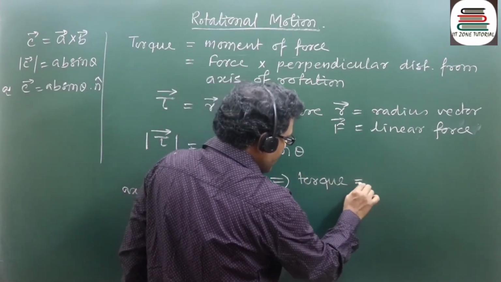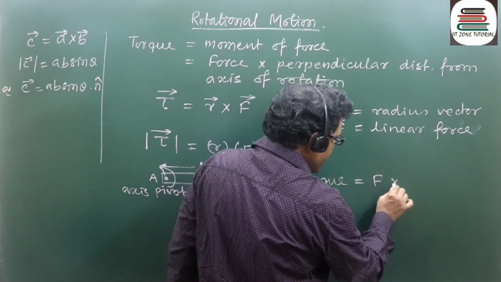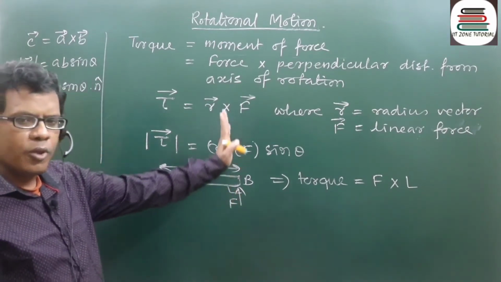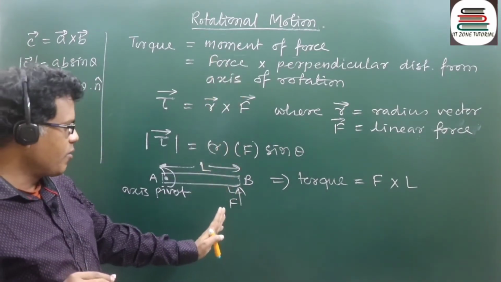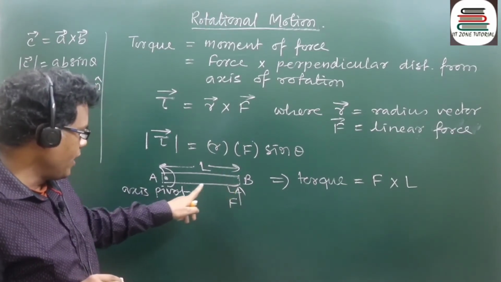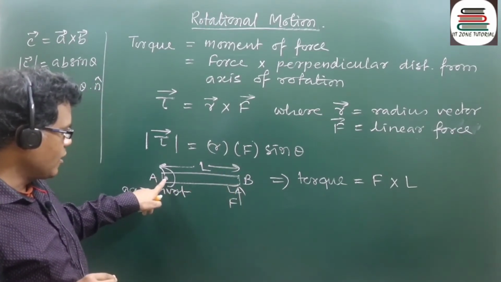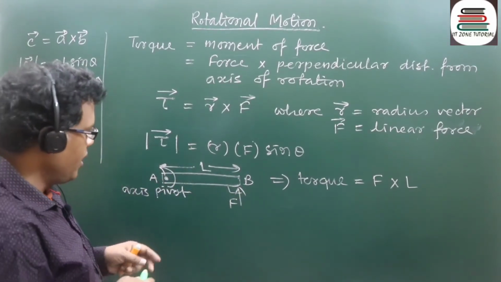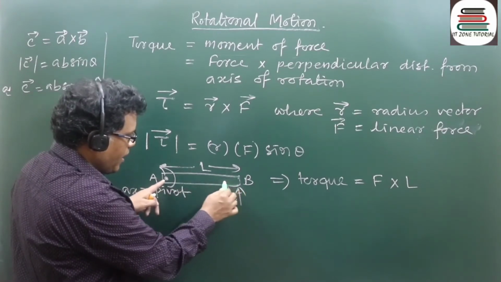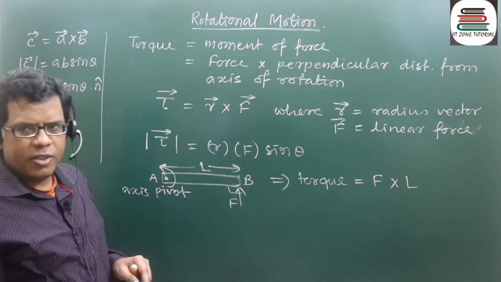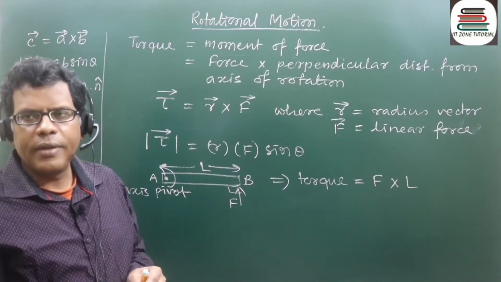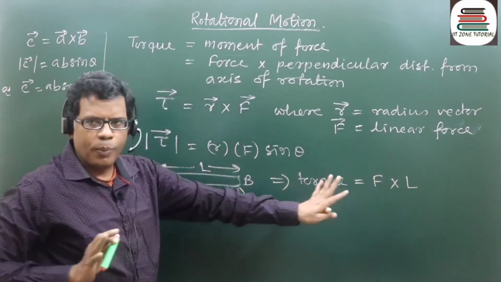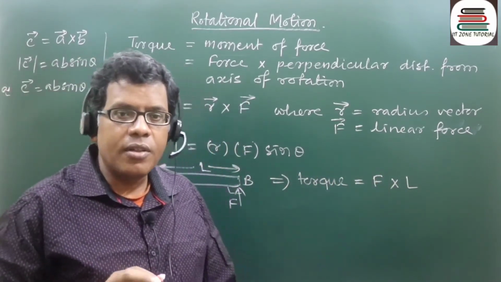Here torque can be defined as force into L. Geometrically, the point where the force has been applied and the axis position are separated by distance L, and this length L is measured perpendicular to the direction of force. So this is the simple way: force into perpendicular distance. Are you understanding it or not?